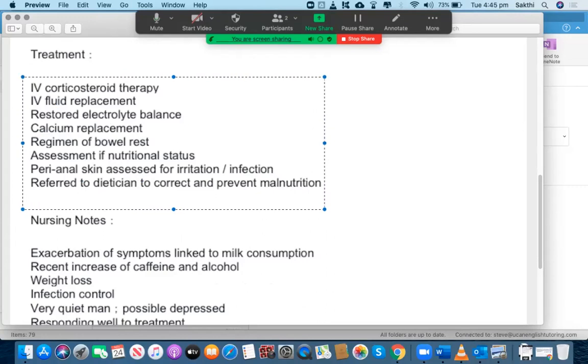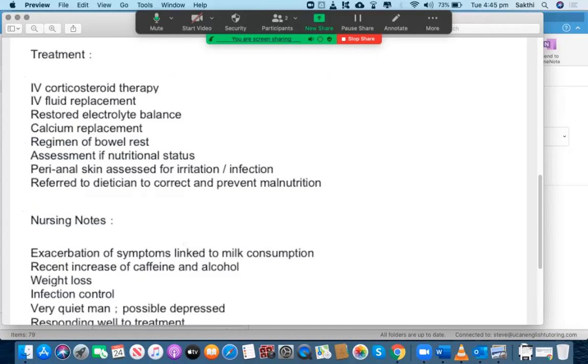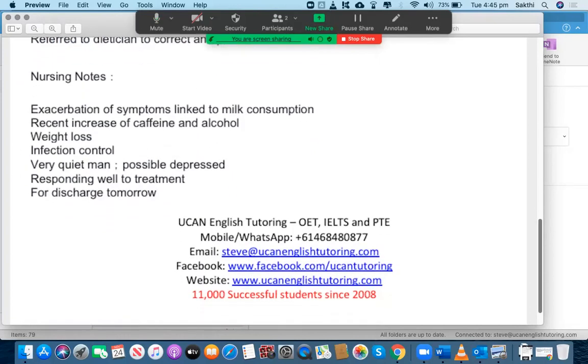Yeah, these things are good enough. Okay. Calcium replacement. Did you use calcium replacement? Already, electrolytes imbalance. Oh yeah, okay, that's right. Yeah, correct. This electrolyte balance. Okay, that's all right.